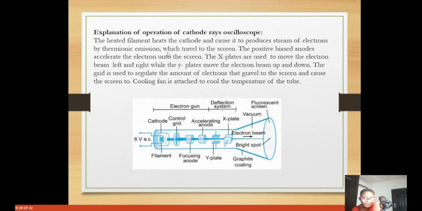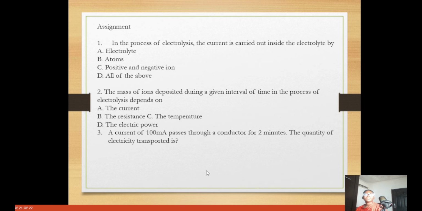The grid, this is the control grid, as we can see here, is used to regulate the amount of electrons that travel to the screen. A cooling fan is attached to cool the temperature of the tube. And that's the cathode ray oscilloscope.